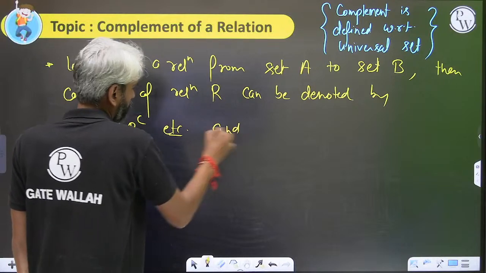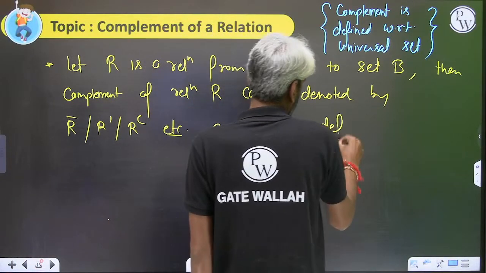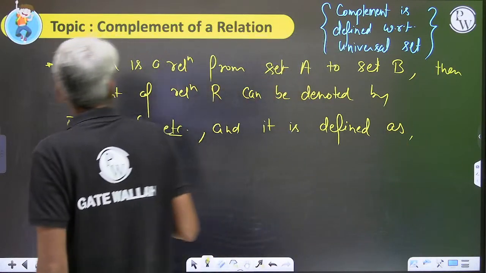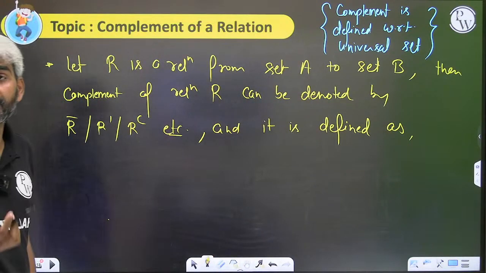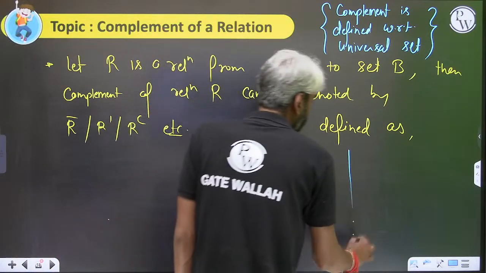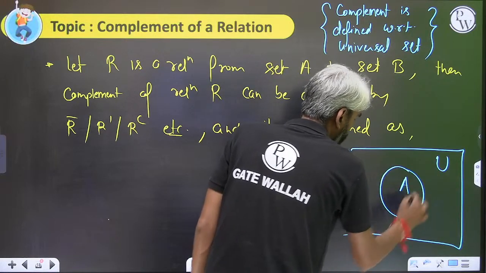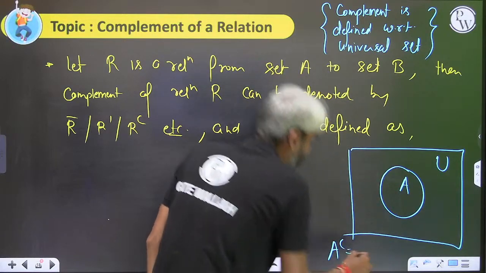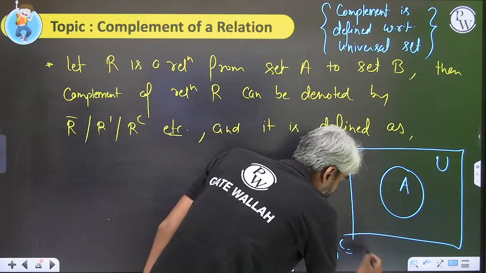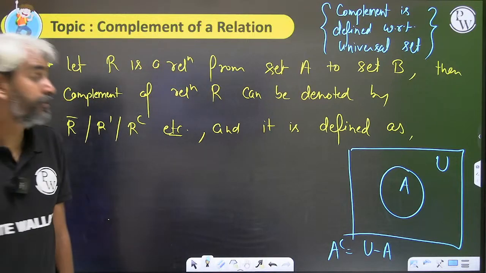And it is defined as, how do we define the complement of a relation? How do we define the complement of a set? Let's assume that this is your universal set. This is your set A. Complement is defined as all the elements of the universal set except the elements of set A. So it is basically nothing but U minus A. A complement is nothing but U minus A.